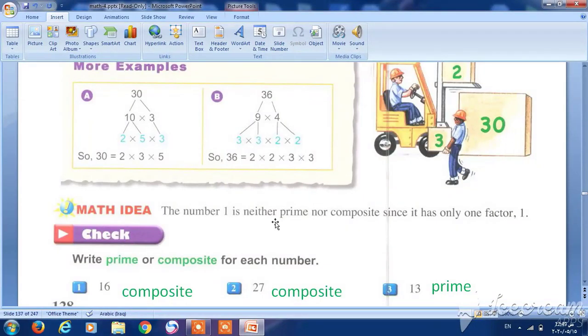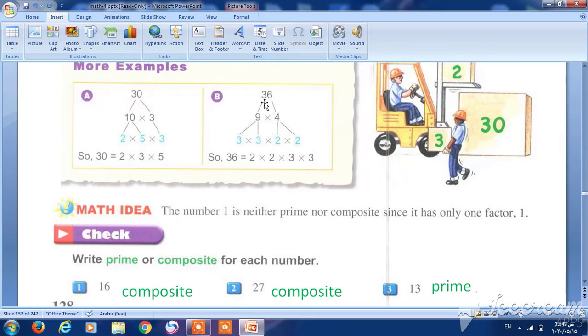We have more examples. For example, from there we have 30. 30 is a composite number. We will write it as prime factors. I say 30 comes from 10 multiplied by 3. So we split them into 10 and 3. And 3 is prime, so we leave 3. 10 is composite. It comes from 2 multiplied by 5. We split them into 2 multiplied by 5. And now we have 3 prime factors, so we write it as a product of factors.